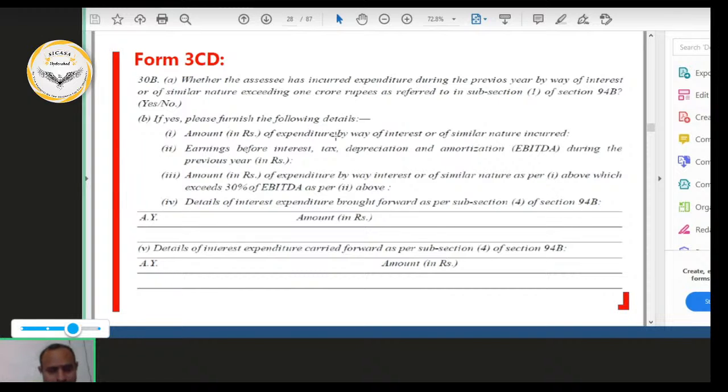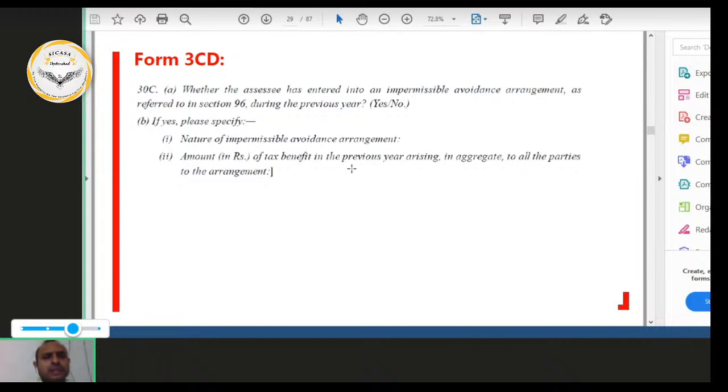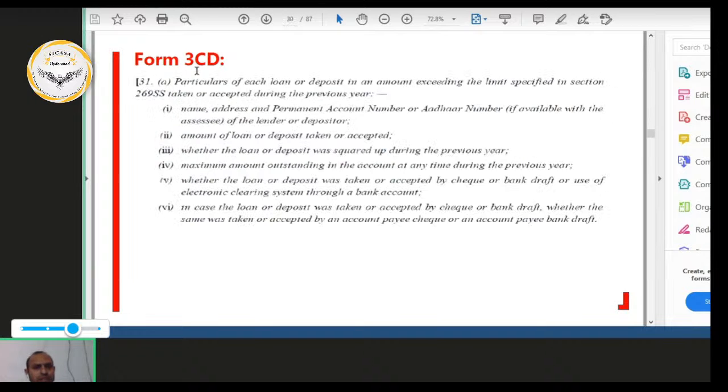Okay, right. Then the next one is 30C, 96. This is also in abeyance. This is nothing but the GAR provisions. It is not applicable for the current year. Whether the assessee has entered into any impermissible avoidance agreement, yes or no, you have to fill up.